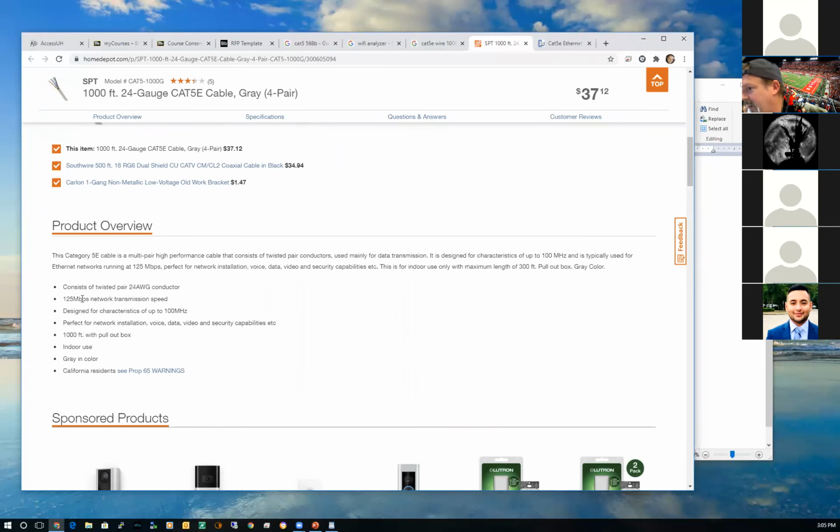Twisted pair 24 AWG, 125 megabit network transmission speed. So that's only 100 megabit that they're rating it for. It's a very low rating, so it's probably just Cat 5. It's probably misnamed. Designed for only 100 megahertz. We can't get more than 100 megabits per second through there.